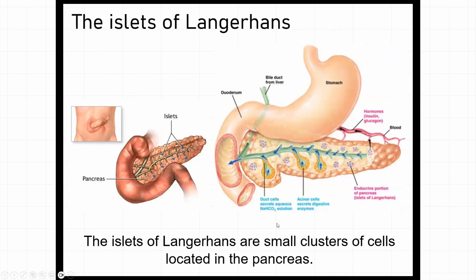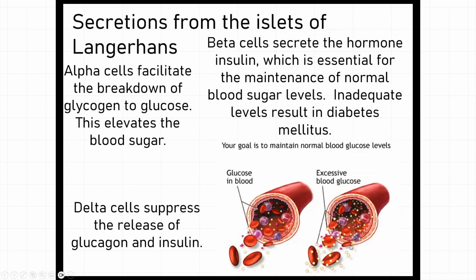Then comes the islets of Langerhans. The islets of Langerhans are small clusters of cells which are located in the pancreas. Secretions from the islets of Langerhans: alpha cells facilitate the breakdown of glycogen to glucose. This elevates the blood sugar. That is glucagon, and alpha cells do that. Then the delta cells suppress the release of glucagon and insulin. Beta cells secrete the hormone insulin, which is essential for the maintenance of normal blood sugar levels. Inadequate levels result in diabetes mellitus.